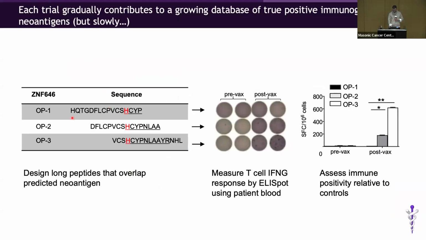So we designed these overlapping peptides that contain the core binding sequence, in this case underlined, in different registers to create some internal controls. And then we look for evidence that there is more T cell immune response after vaccination than pre-vaccination, and compared to controls, and hopefully find that the peptide does indeed induce a T cell immune response.